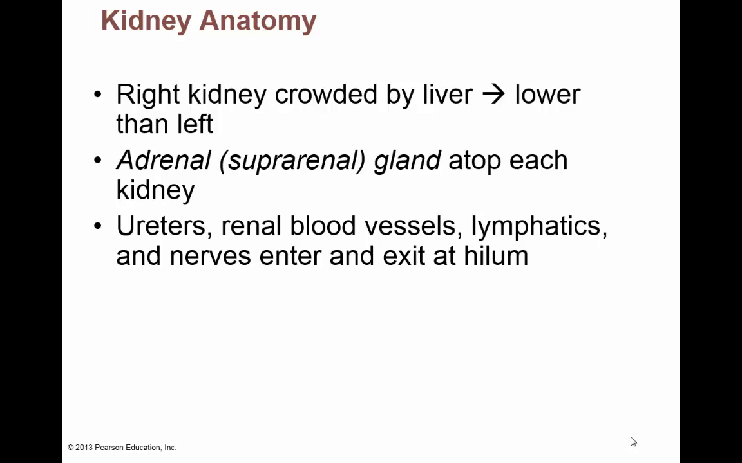Kidney anatomy. Your right kidney is crowded by the liver, so it sits a little bit lower than the left. On top of the kidneys, you have adrenal glands, sometimes called suprarenal. What do you think suprarenal means? And what do you think renal means? Kidney. So the adrenal or suprarenal gland sits on top of the kidneys. Other parts: the ureters, your renal blood vessels, renal artery, renal vein, some lymphatics, and nerves all enter and exit at the hilum, that indent in the kidney.